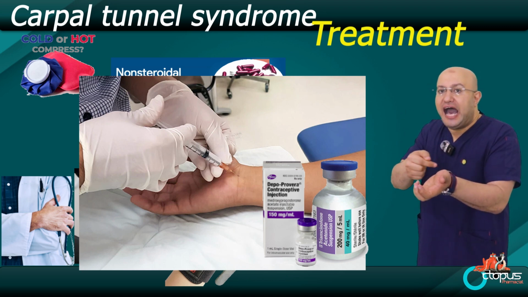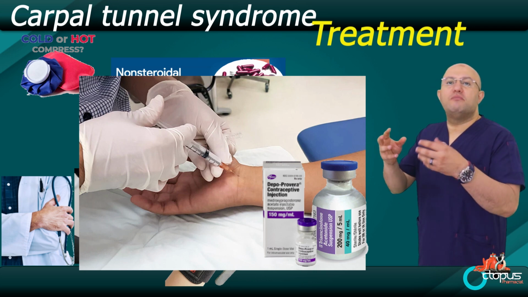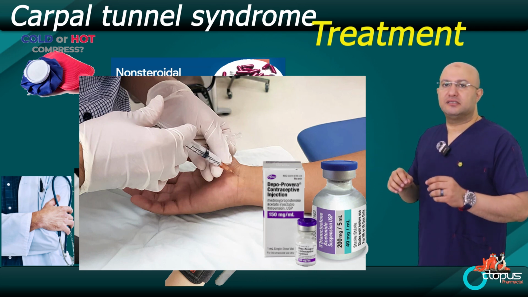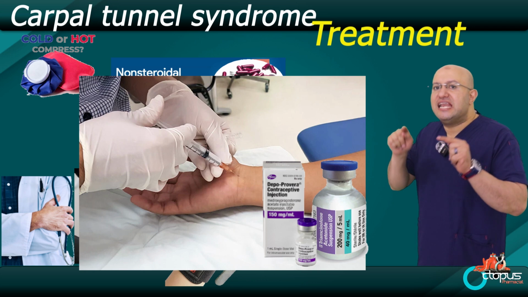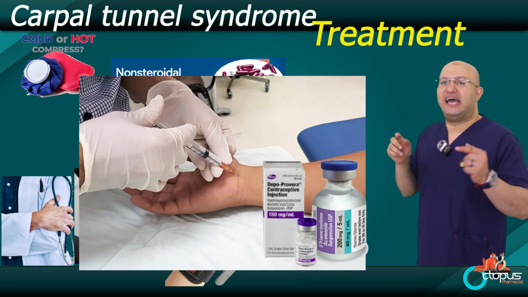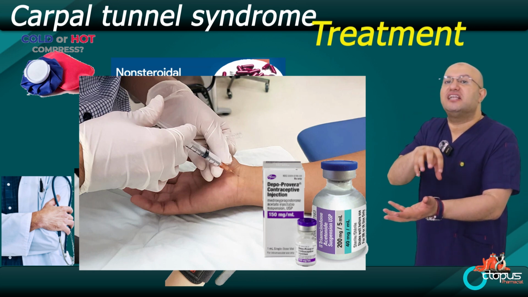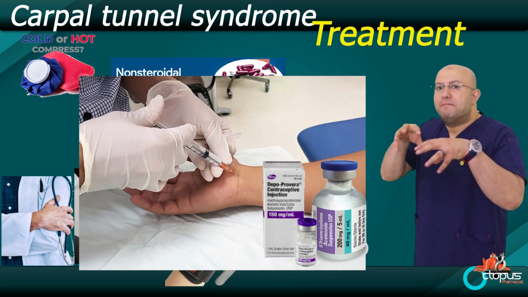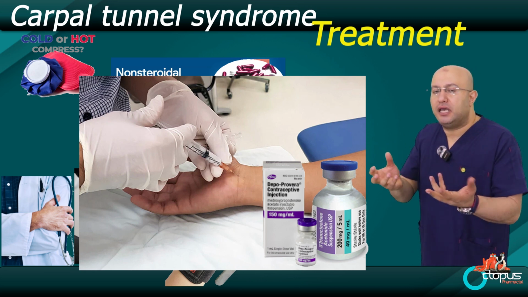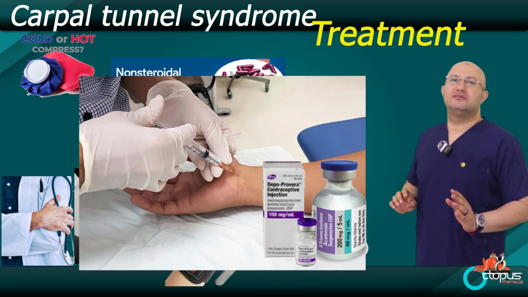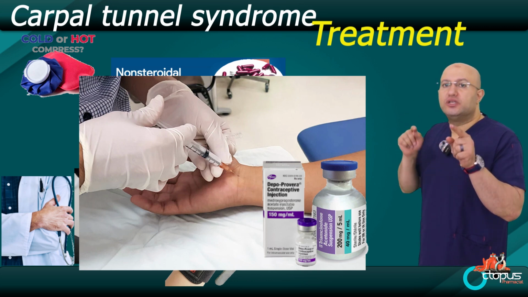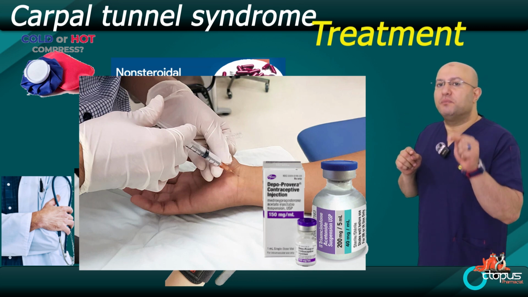Surgical interventions, steps 8 to 10. If non-surgical treatments fail, surgery may be required to relieve pressure on the median nerve by cutting the transverse carpal ligament. Step 8. Endoscopic carpal tunnel release. A minimally invasive procedure using a tiny camera to guide the surgeon in cutting the ligament. Faster recovery with minimal scarring.